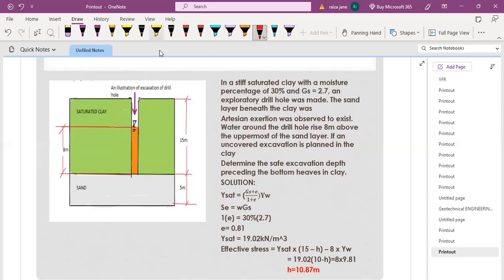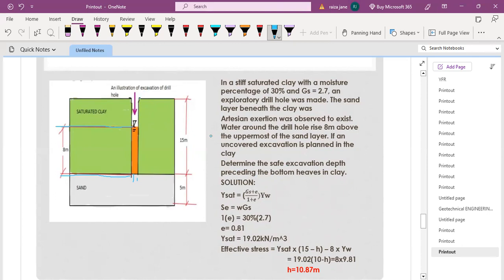Let's change the color so it looks better. This is the uppermost that is referred to here, where the water rose in the drill hole. We have 8 meter above the uppermost sand layer. Here it is. If it is like that, it goes up until here, it will puncture through here. Then, for an uncovered excavation, meaning it is open, an open excavation made in the clay, we determine the safe excavation depth before the bottom heaves in the clay.